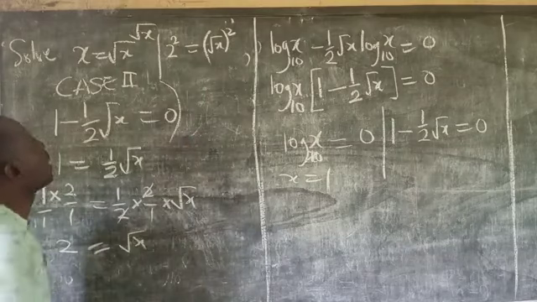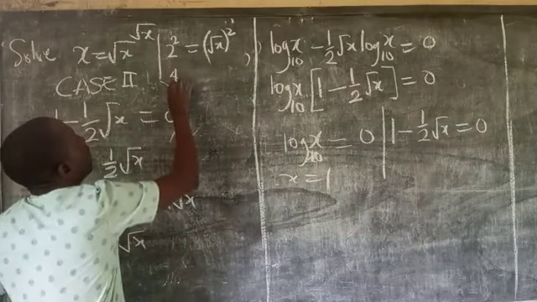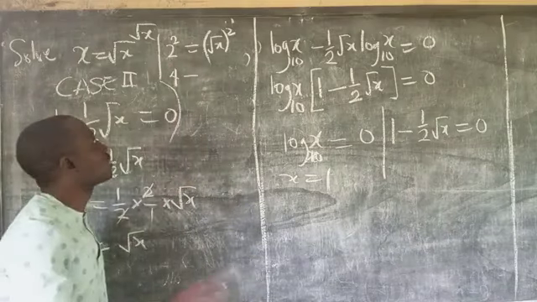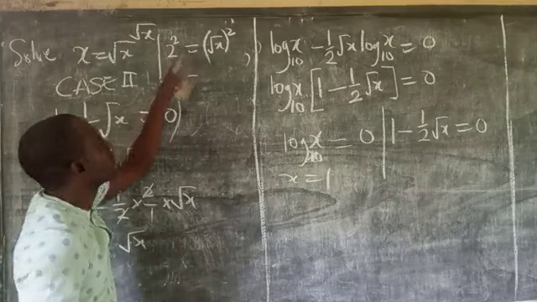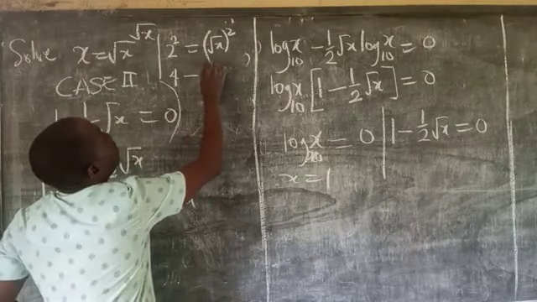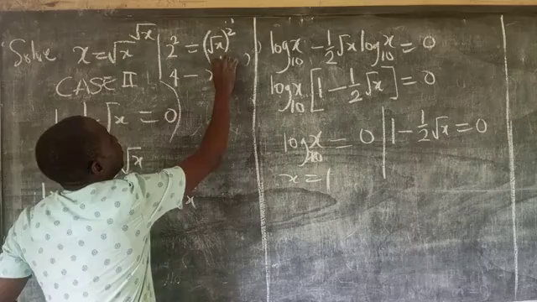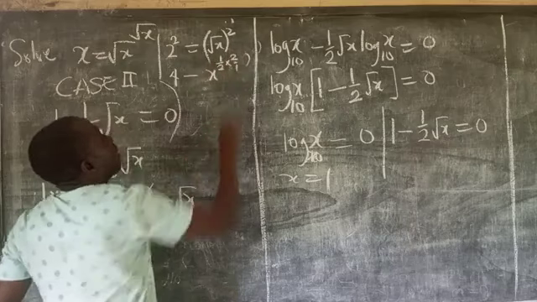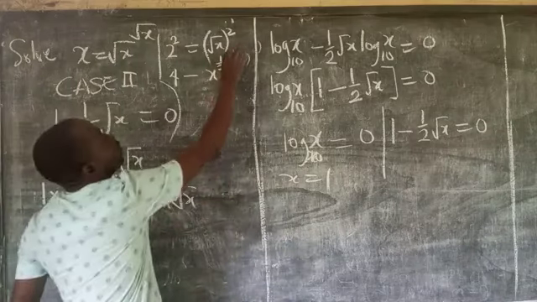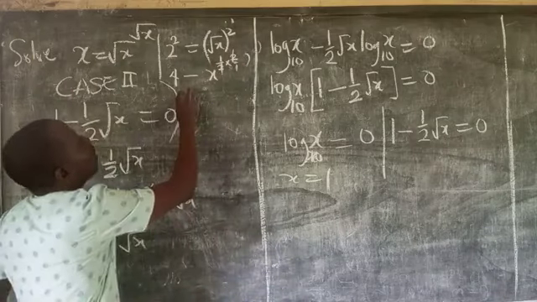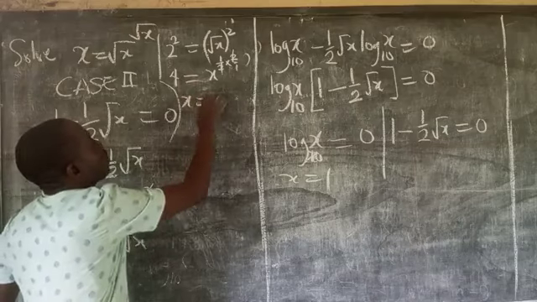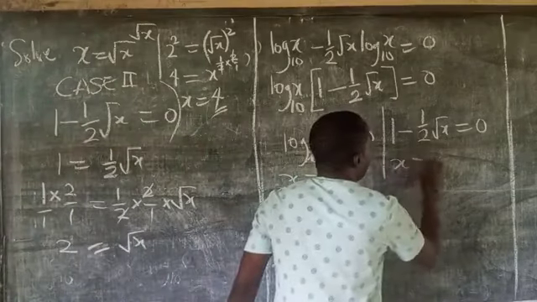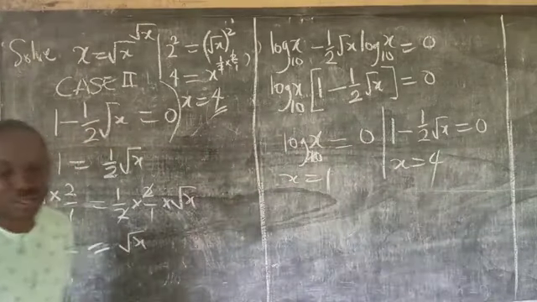And 2 squared is 4. That is 2 times 2. Remember your indices, 2 multiplied by itself 2 times. Inside the bracket is actually 1 over 2 times 2 over 1. That means this 2 can kill this 2. So s will be equal to 4. Very fine. In case 2, s equals 4.